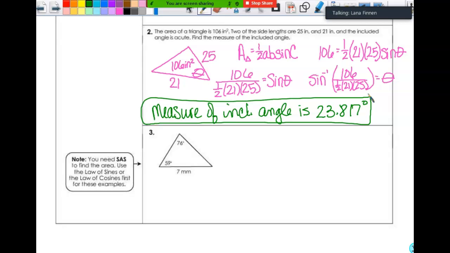Okay. Any questions? All right, so let's look at number 3. Let's see if I can work this one correctly.